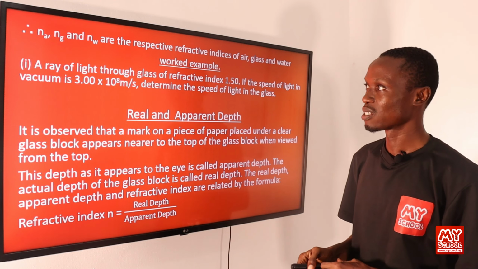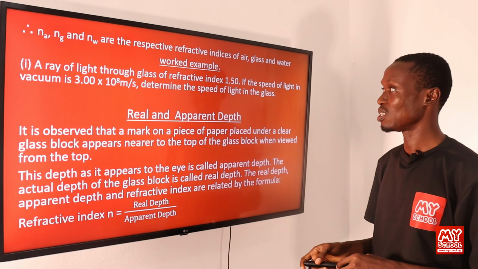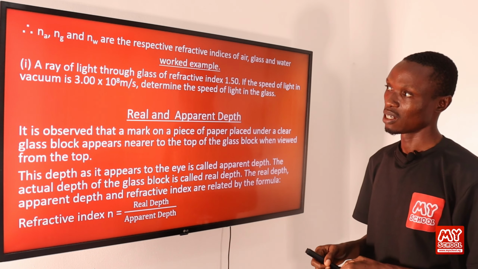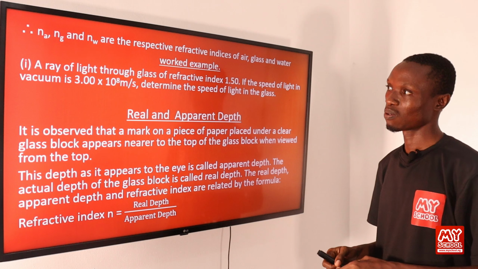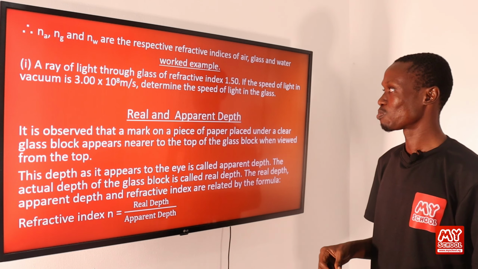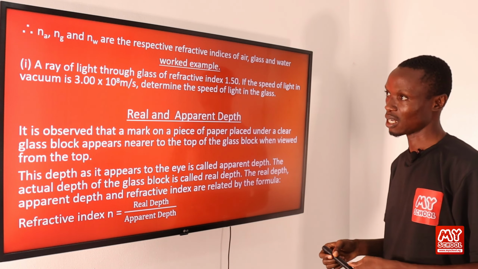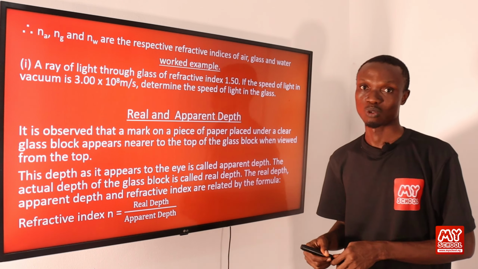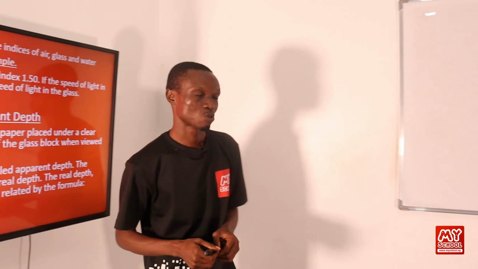A ray of light passes through glass of refractive index 1.5. If the speed of light in vacuum is 3.00 times 10 raised to the power 8 meters per second, determine the speed of light in the glass. To solve this question, we'll have to move over to the board.